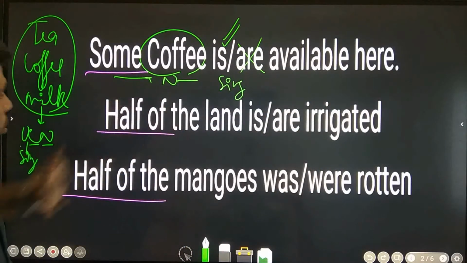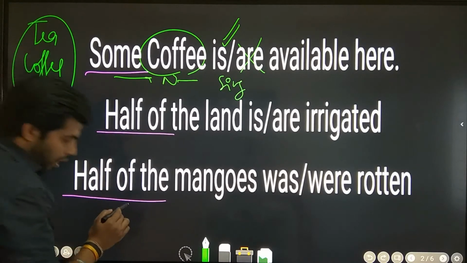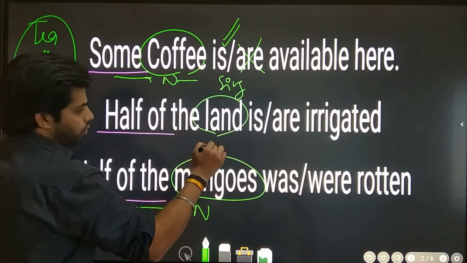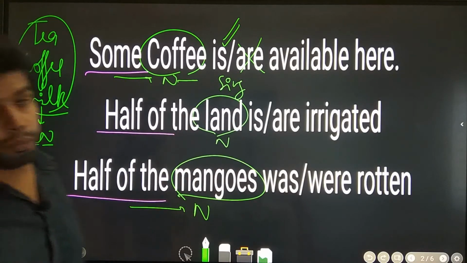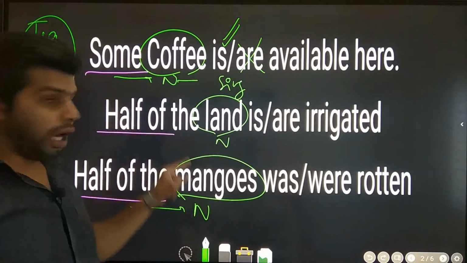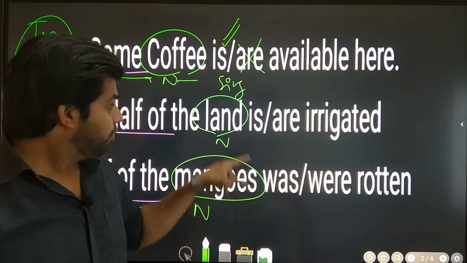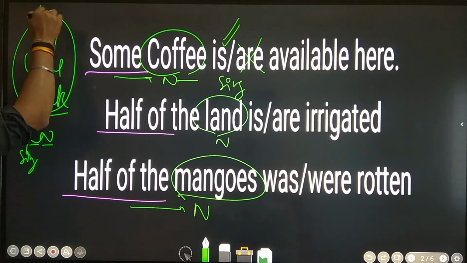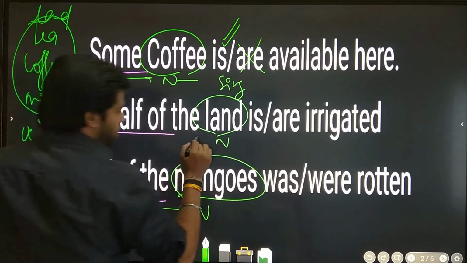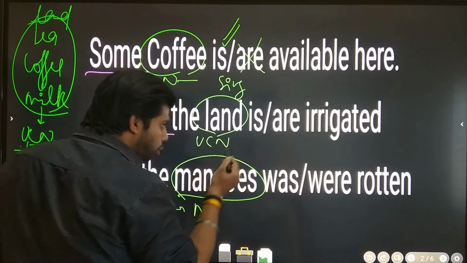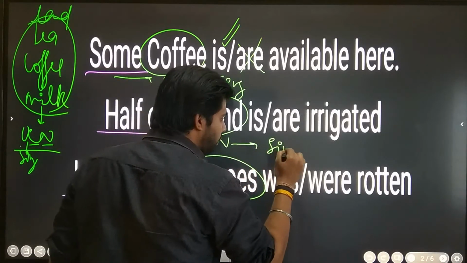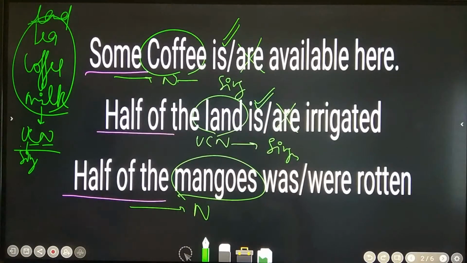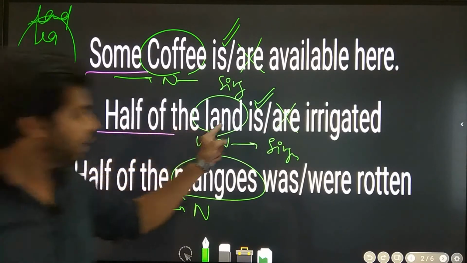Okay guys, now come to this one, half of. We have to check the noun. There is the noun mangoes, and there is the noun land. Now you know that both nouns are allowed after half, countable or uncountable. We have to check whether land is countable or uncountable. We know that land comes under the uncountable noun, and an uncountable noun always takes a singular verb. So we have to tick is, not are. Are is the wrong one, is is the right one. So half of the land is irrigated.